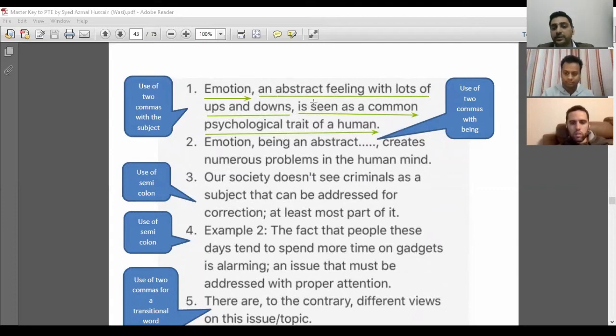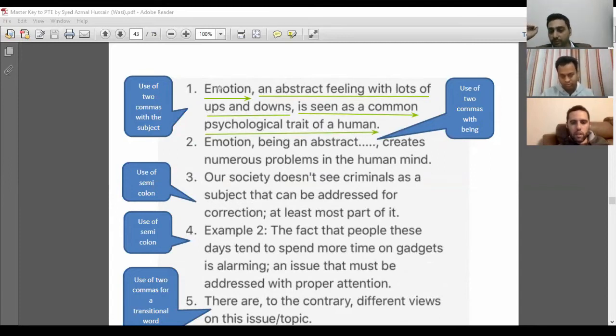So that is one pattern that you can use in the essay or for any writing task, where it shows emotion is seen as a common psychological trait of a human, but you add in additional information with 2 commas. Emotion, an abstract feeling with lots of ups and downs, is seen as. So what is emotion? That has been expressed in the 2 commas. So this is how, rather than writing a separate sentence, information that is connected with the very subject can be added with 2 commas.